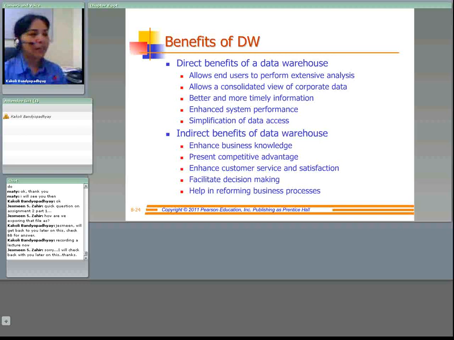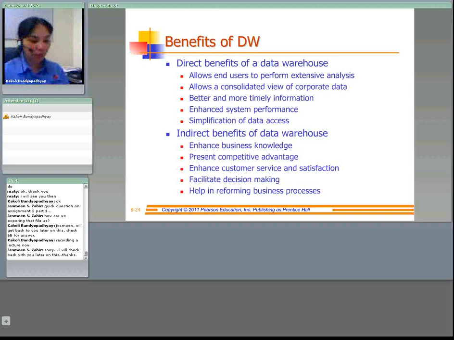Then indirect benefits are many. It gives you competitive advantage because you have current information. It enhances customer service and satisfaction because you have access to data in real time, so you can answer your customer questions then and there. It improves decision making. It helps in reforming business processes. The benefits are endless.